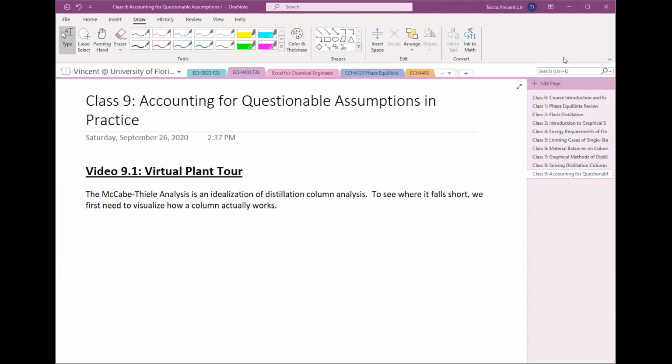So today's class is again about rectifying what we learn in class versus what it is you'd actually do out in industry. And the first video is going to be a virtual plant tour. So I have a couple of YouTube videos that I'd like to show you to envision how a distillation column actually works. And by having a better visualization of how this works, hopefully we can get a better appreciation for how McCabe-Thiele analysis falls short.